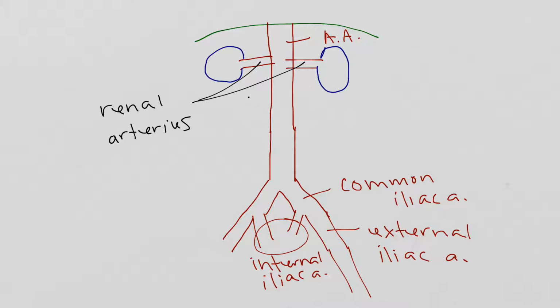The other paired arteries coming off of the abdominal aorta come off kind of just off the front side of it. They're much smaller than the renal arteries. And they kind of look right now like they're going to nowhere. These arteries are called gonadal arteries.